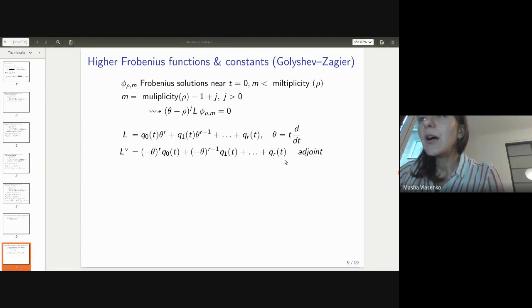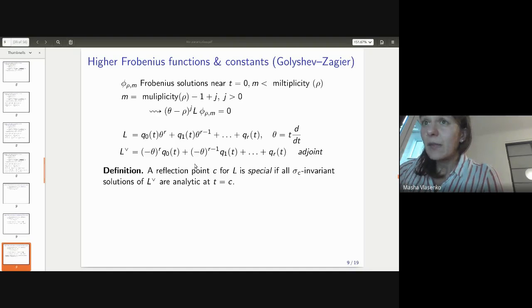In terms of duality for differential equations or for duality for connections, this represents the dual connection in the sense that there is a pairing between solutions of L and solutions of the adjoint operator. And we say that a reflection point is special if all sigma c invariant solutions of the adjoint are analytic at t equals c. Here, it's a technical thing.